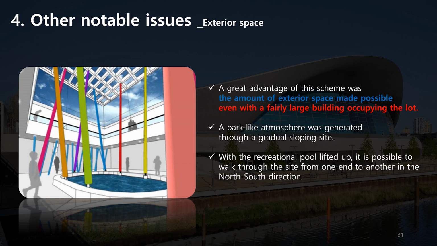A great advantage of this scheme was the amount of exterior space made possible even with a fairly large building occupying the lot. A park-like atmosphere was generated through a gradual sloping site with grassy open spaces, footpaths, a volleyball court and sandbox, and a water fountain wading pool. With the recreational pool lifted up, it is possible to walk through the site from one end to another in the north-south direction, allowing pedestrians to be fully engaged with the entire site.